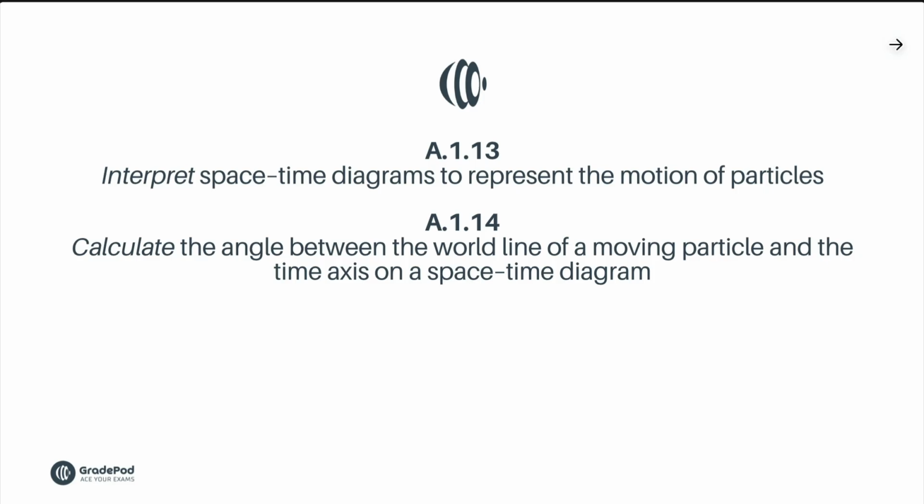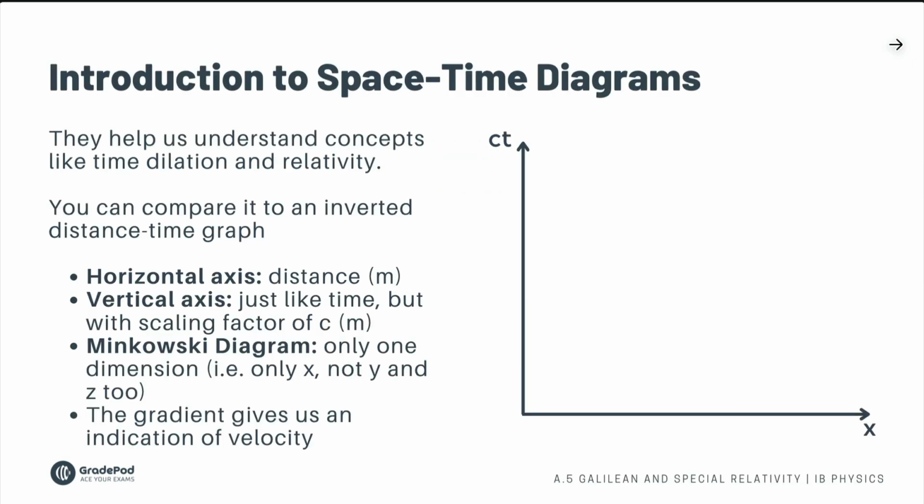We move on to learning objective 13 and 14, and this is where we start to look at space-time diagrams. Space-time diagrams are just like a distance-time graph, but they help us to understand the concepts of time dilation and relativity. It kind of looks like a distance-time graph, okay, but it's inverted. If you think about a distance-time graph, we have distance on this axis and time on the other axis, on this x-axis. But what you can see here is we have distance on the x-axis and ct, time, on the y-axis.